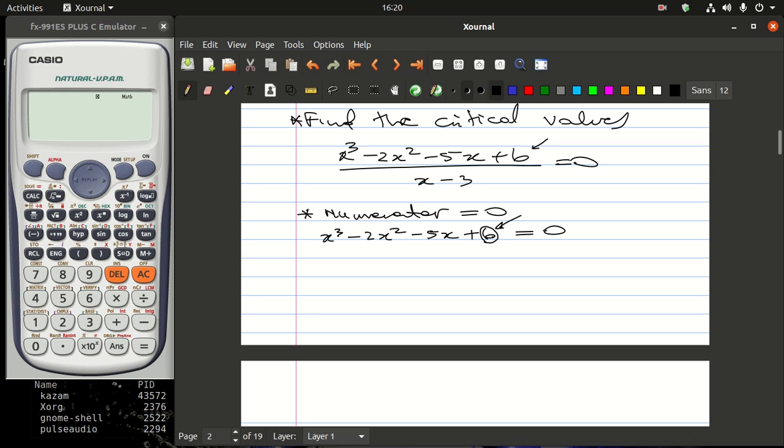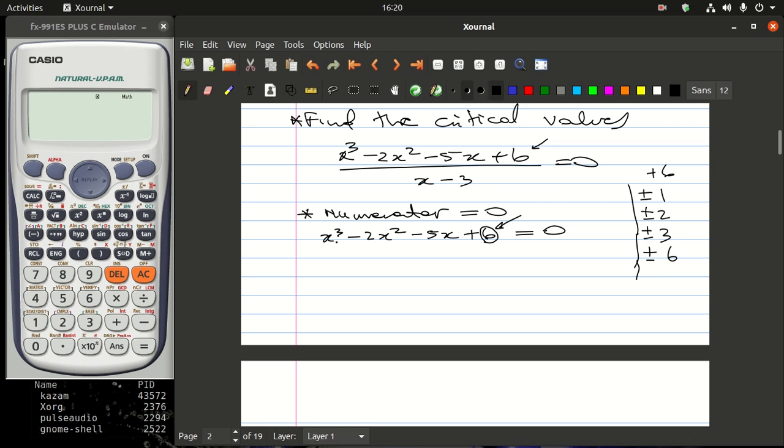Remember that this is positive 6, so the factors of positive 6 are plus or minus 1, plus or minus 2, plus or minus 3. Plus or minus 4 does not go into 6, so we skip it. Plus or minus 5 doesn't go into 6, so we skip it. So we end up having plus or minus 6. Now we're going to check which of these factors makes this equation equal to 0.